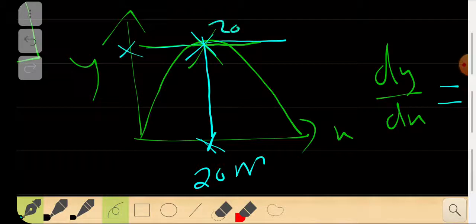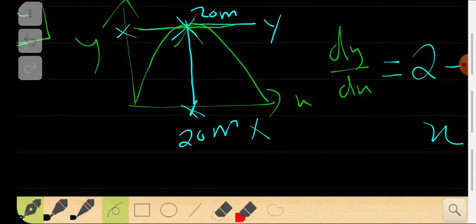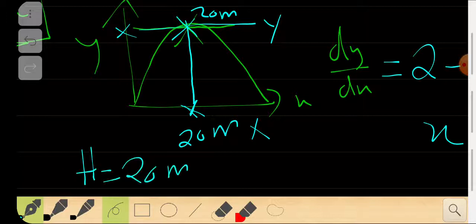So it's 20 meters in height and 20 meters on the x-axis. The maximum height it can go in this particular problem is 20 meters, at a distance x of 20 meters. So that's the maximum height we have found out.